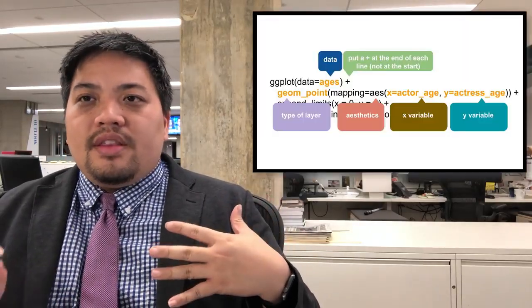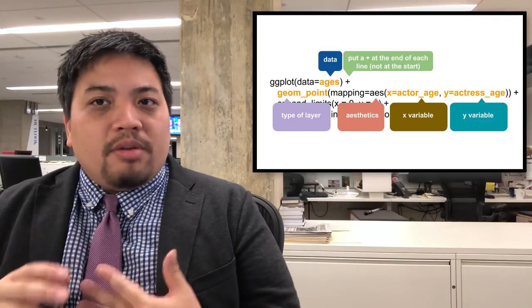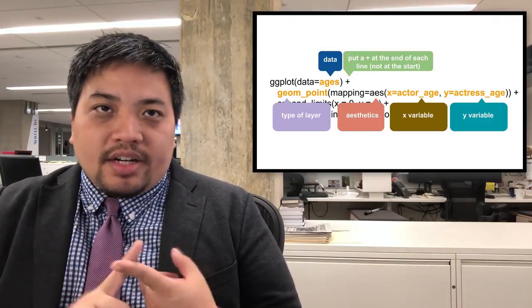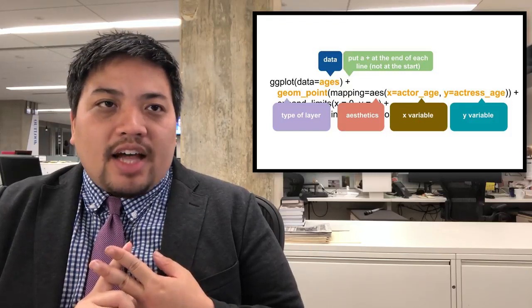And just to kind of break it down even more, what's going on. So you start out with geom_point, which is the type of layer. And you've got the aesthetics, which is represented by aes, and then you pass it the X variable, which is actor age, like I said, and Y variable, which is the actress age.